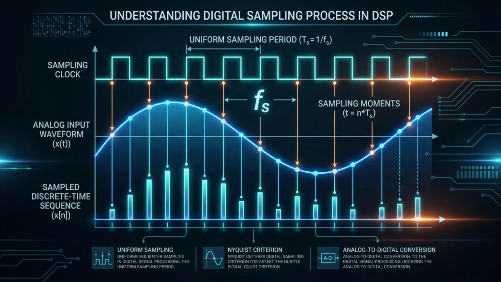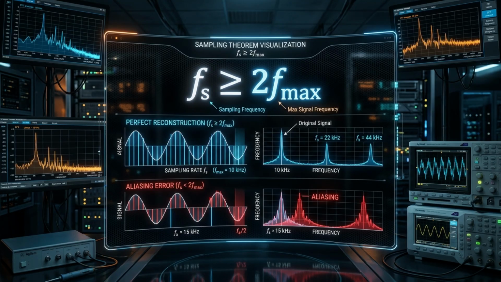And that brings us to the most important concept in this video, the Nyquist rate. The Nyquist rate tells us the minimum sampling frequency needed to correctly reconstruct a signal. It states that the sampling frequency must be at least twice the highest frequency present in the signal. Mathematically, Fs ≥ 2 × Fmax, where Fs is the sampling frequency and Fmax is the maximum frequency of the signal. If we follow this rule, we can perfectly reconstruct the original signal from its samples. This is the core idea of the sampling theorem.